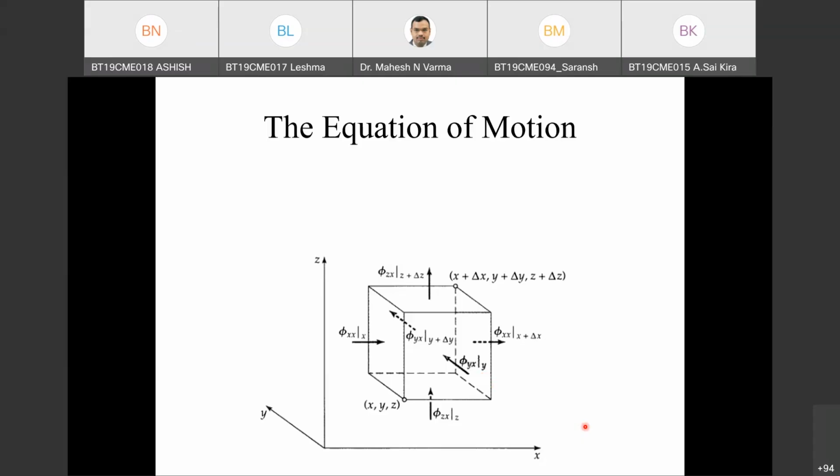Avinash, if gx is the gravitational force in x direction, what will be the forces acting in x direction because of gravitational force? Sir, mass into gravity. So mass into gravity: density into volume, rho into delta x into delta y into delta z, into gravity gx. Input is there, output is there, now accumulation is also there, so you can arrange everything.